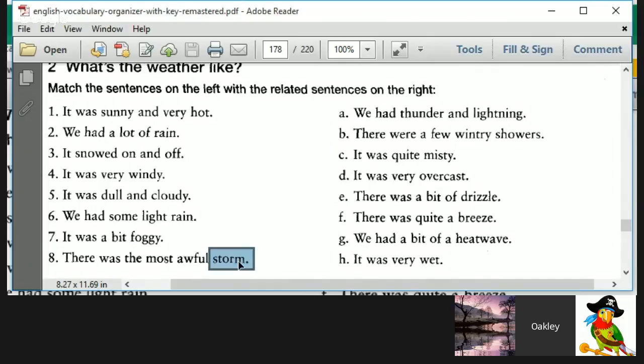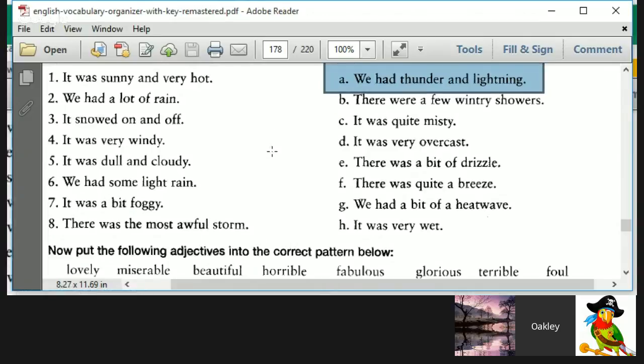A storm is usually associated with thunder and lightning. Yeah, that's it. Exactly.